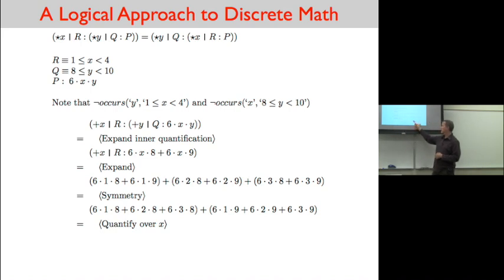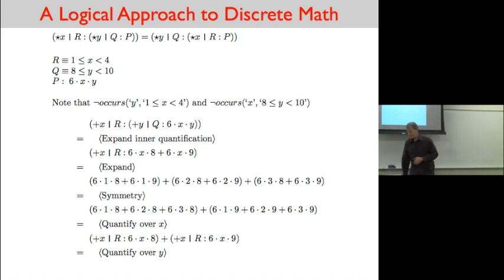Now what about the right hand? What about the next one? Plus over x, range r, body 6 times x times 9. Okay. Is everybody good? All right, are we good for this?